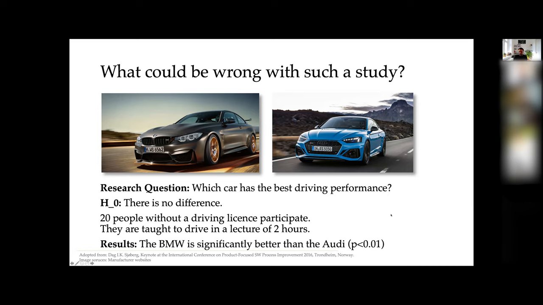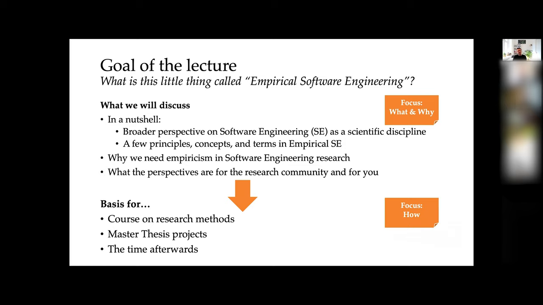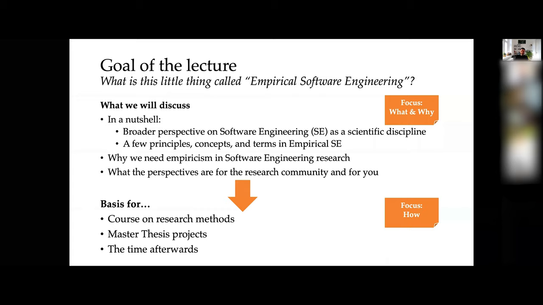And one simple thing to understand about empirical research is that we cannot simply take any methods out of a large, large toolbox and throw them at some random examples. And this is exactly the point of today. What I would like to do today is giving you a little bit of a bigger picture on what we mean by empirical software engineering. More precisely, what I would like to do today is to recapitulate, at least in a nutshell, a broader perspective on empirical software engineering or on software engineering as a scientific discipline and clarify some selected principles, concepts, and very basic terms that are typically used in that area.